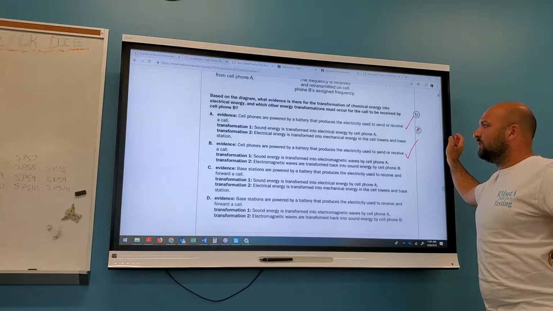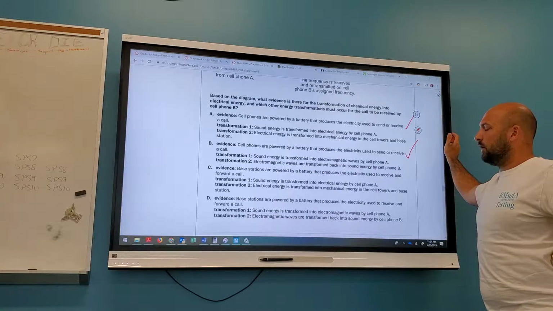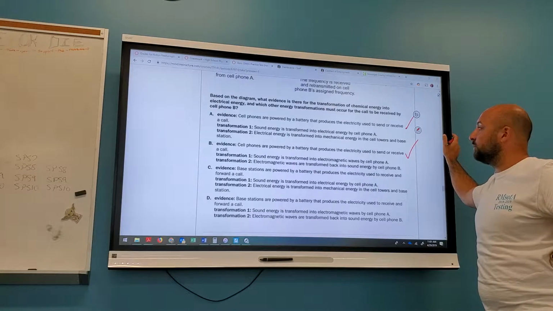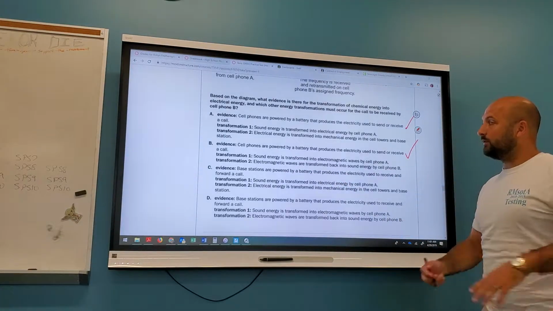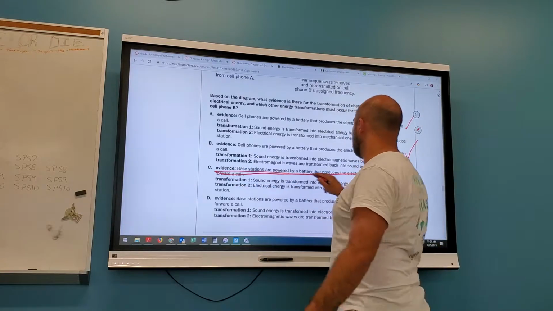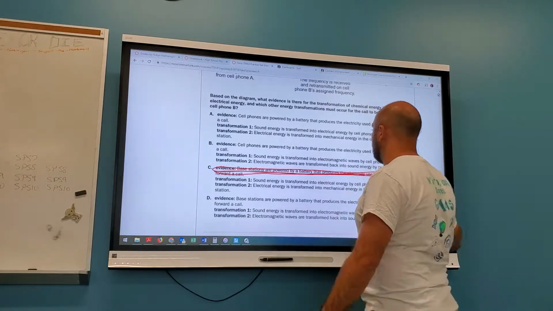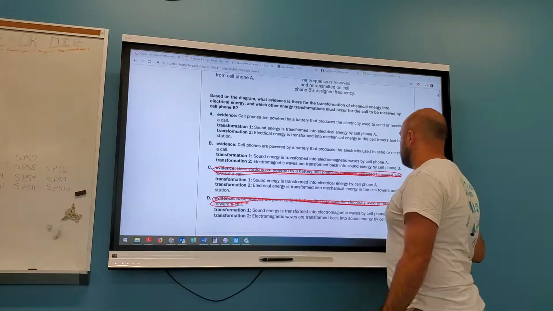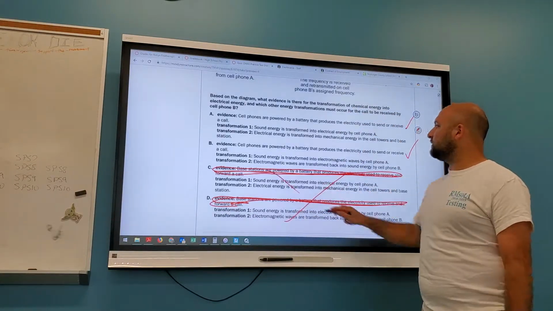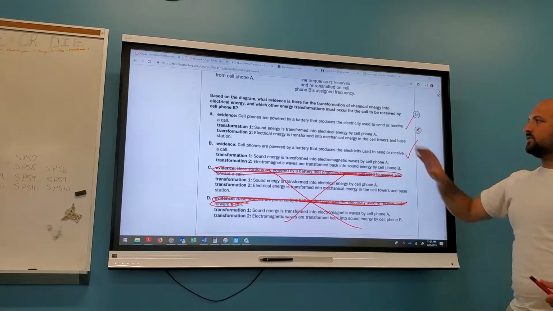So therefore, well, coming from what? It still would be chemical to electrical, but not because of the battery, but because of the coal that we use. But anyways, that's why this one's going to be incorrect, because base stations are not powered by a battery. You should know enough to figure that out. All right, so we know that C and D are not the answer. Let's look at A and B. Those are my two trash answers. Here are my good ones.